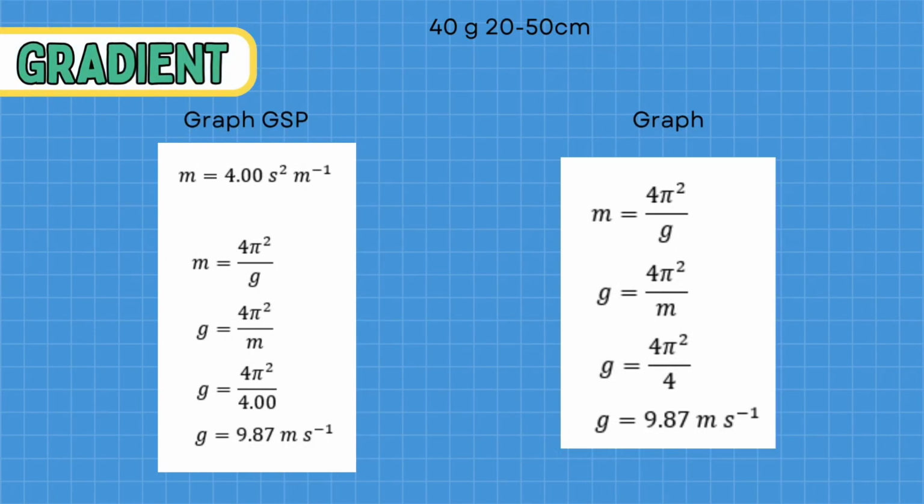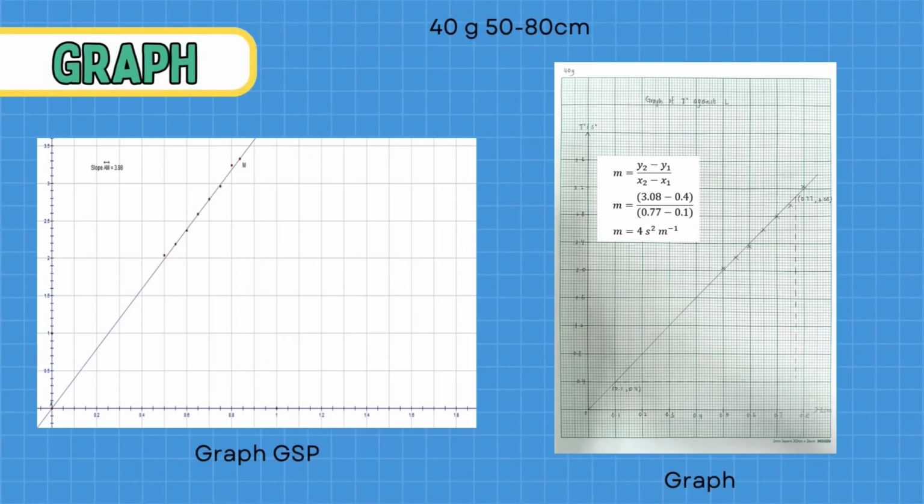All the graphs again show the straight line relationship. The calculated gradients are very close to those obtained using a 25-gram pendulum, and the calculated values of G are also close to the accepted value.